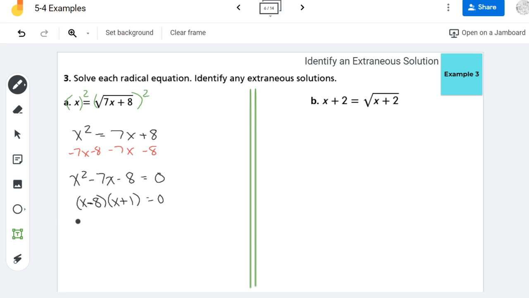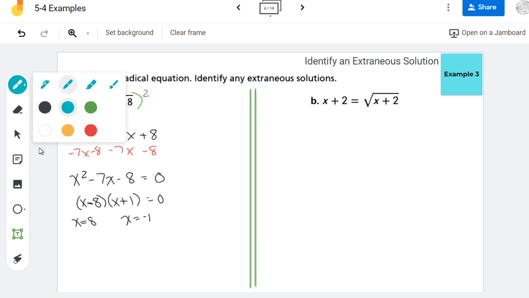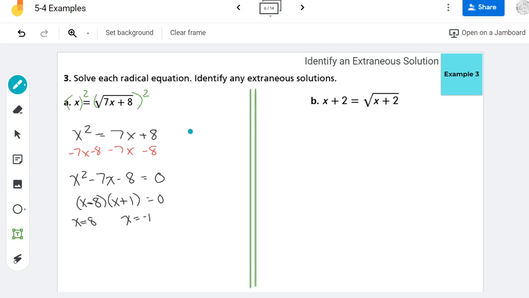And now what this is doing is introducing two possible solutions, where x is 8 here and where x is negative 1 here. Okay, because I used the zero product property and solved. And so now, because we squared, we need to check ourselves, and we need to check both of these solutions. Alright, I'm going to try to squeeze it down here at the bottom.